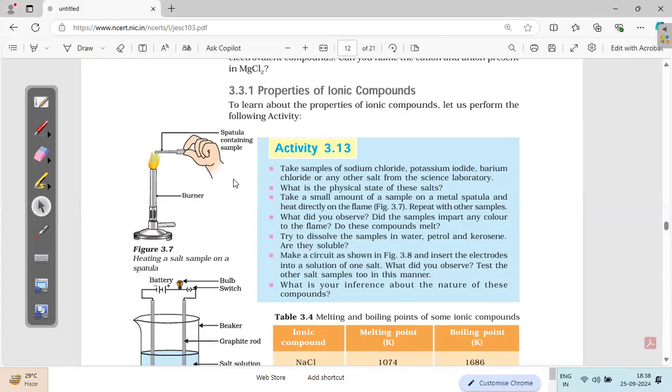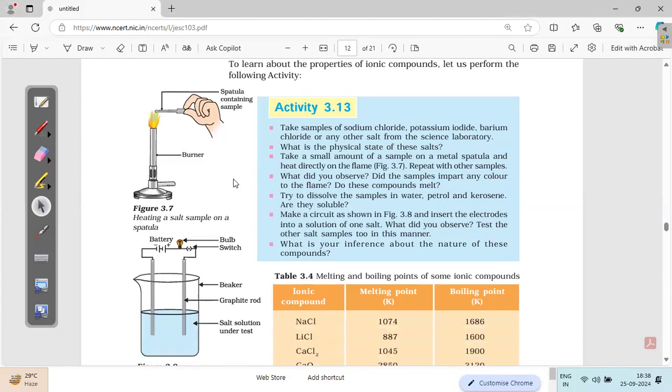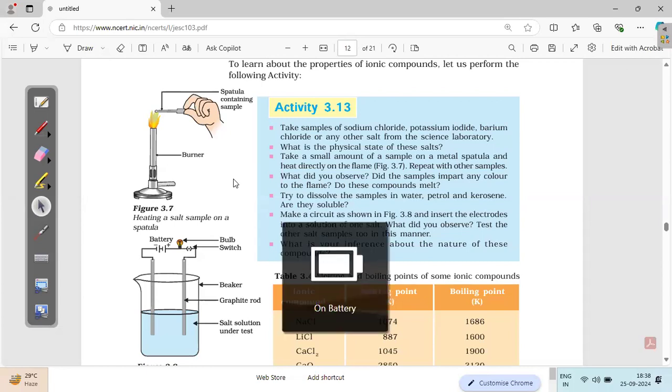Now, if you look at the next property, it is about the electrical conductivity of the ionic compounds. The ionic compounds are poor conductors of electricity when solid, but in their molten state, they are liquids. In the molten state, they are conductive.